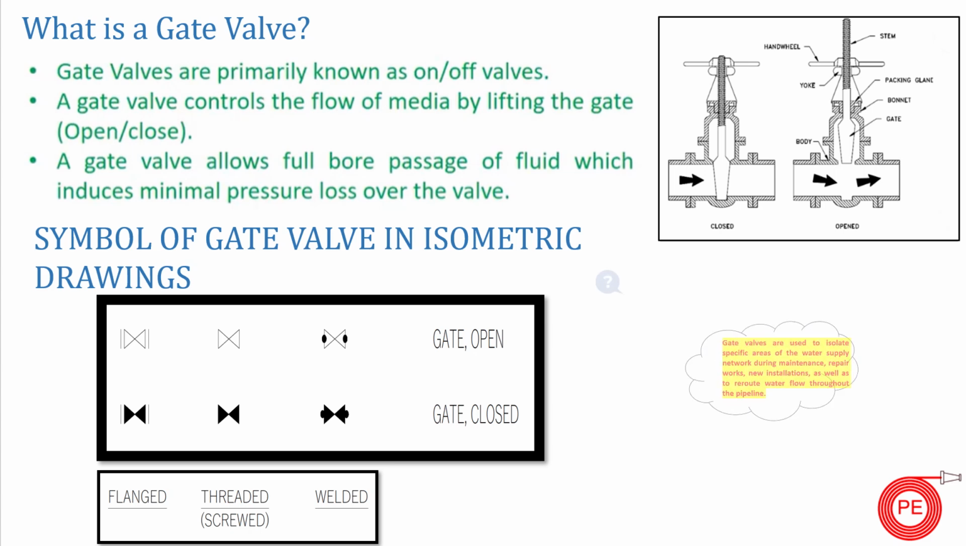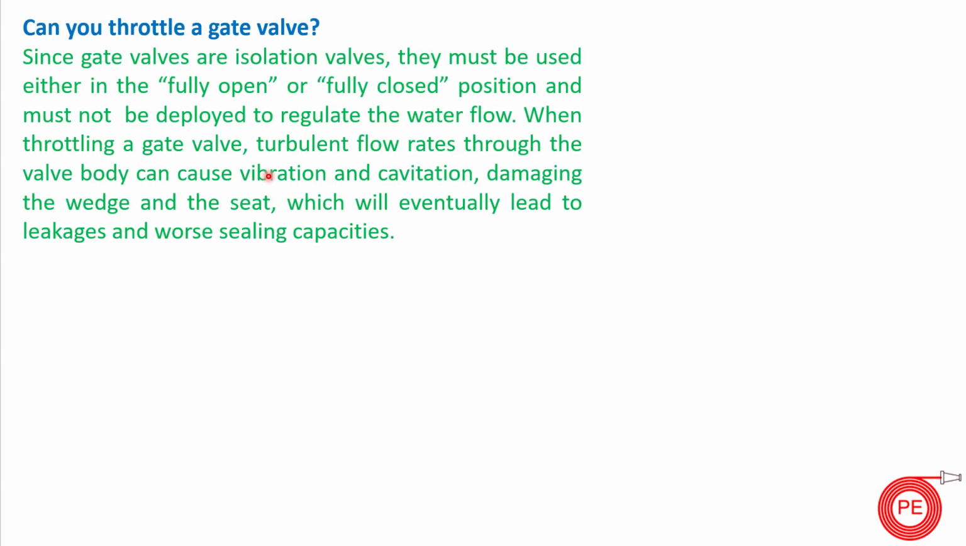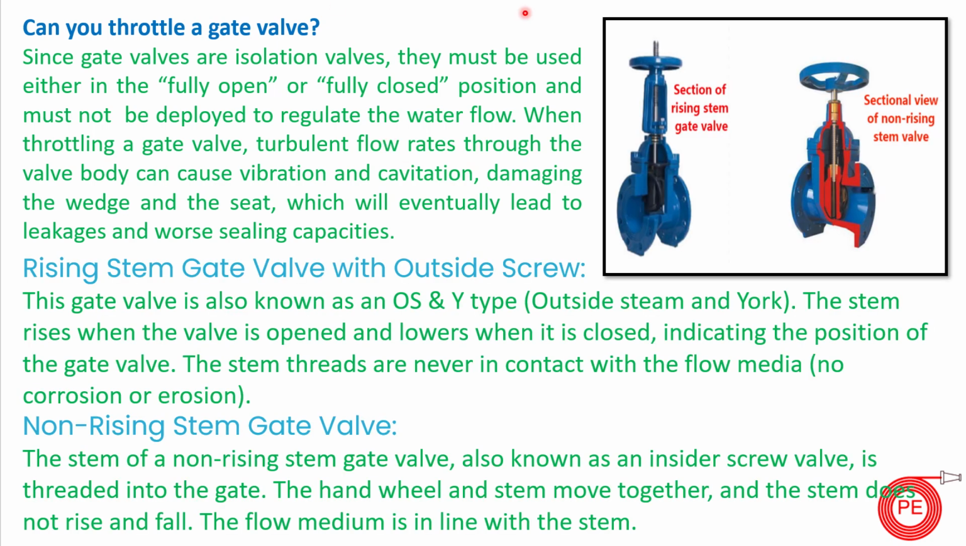Moving on to the next slide. Can you throttle a gate valve? It is very important to note that a gate valve should not be used for throttling, as I mentioned in the previous slide. If a gate valve is partially opened, the fluid becomes turbulent, and it can cause vibration, erosion, and cavitation, or over time it will damage the valve. Throttling damages the seat and gate, which leads to leakage and reduced sealing capacity.